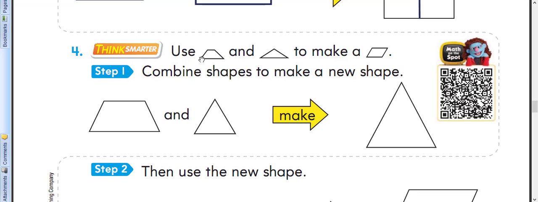How can we use a trapezoid and a triangle to make a rhombus? All we have to do is put the triangle on top of the trapezoid, like this. I will put the triangle on top of the trapezoid. Then, step 2, I will repeat the triangle 2 times.